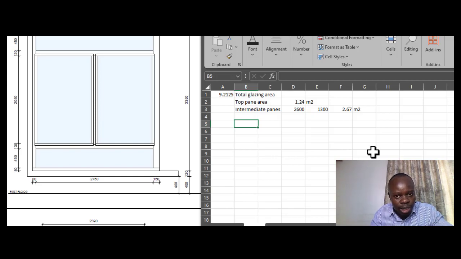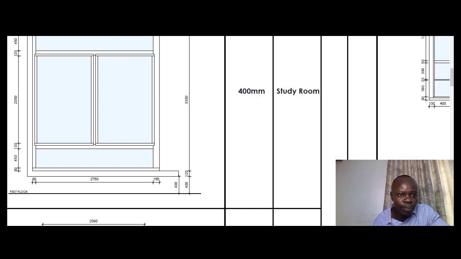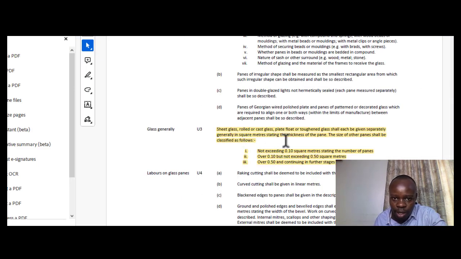So the reason that we are heading towards this distribution is because we are going to measure this particular glazing, but then you realize that the description should be giving you the particular stages in which the glazings are going to be divided. So in this case, we are not going to express this glazing in the total area, because there are different categories of the glazing panes, and that is why the rule is telling you that you measure it in square meters generally. That is clear, but then now you give the size of the panes, you classify the size of the panes as such.